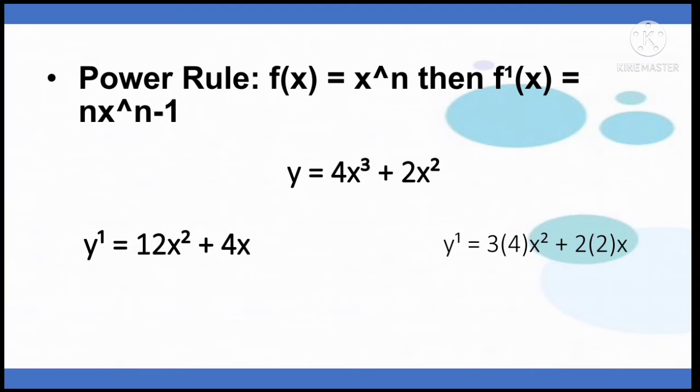Plus 4x, it is because we apply the same process. We multiply the coefficient to the power, which is the squared or the 2, so we came up with 4, and then x as we subtract 1 from 2. So from the given y is equal to 4x cubed plus 2x squared, the derivative would be y prime is equal to 12x squared plus 4x, applying the power rule.